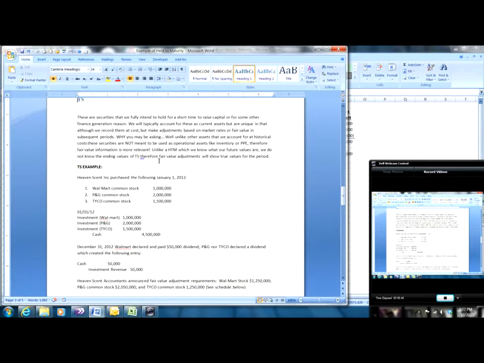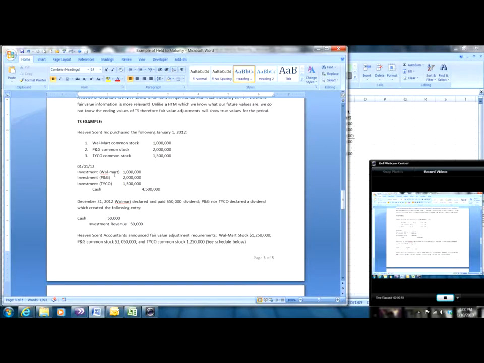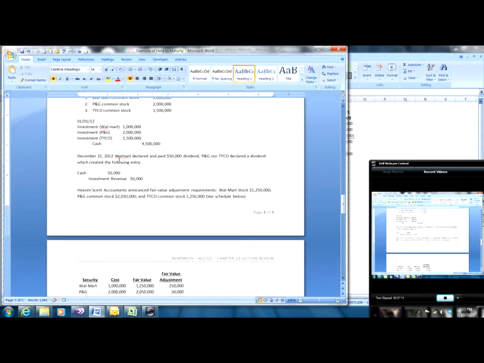So here is the trading example. Heavenson Incorporated purchased the following January 1st: Walmart stock, Procter & Gamble stock, and Tyco stock for these amounts. Okay, so we book the purchase here. For January 1st, we book an investment account for Walmart, one for P&G, one for Tyco on the debit side. That creates our asset. And then, of course, we pay $4,500,000 for them in cash. December 31st, Walmart declared and paid a $50,000 dividend. Procter & Gamble nor Tyco declared a dividend, which created the following entry. So we got $50,000. That is investment revenue, $50,000.